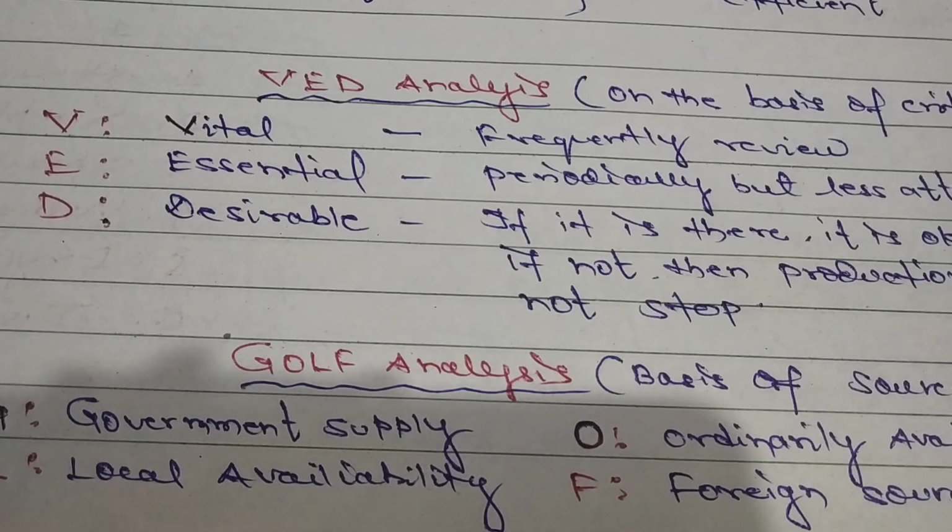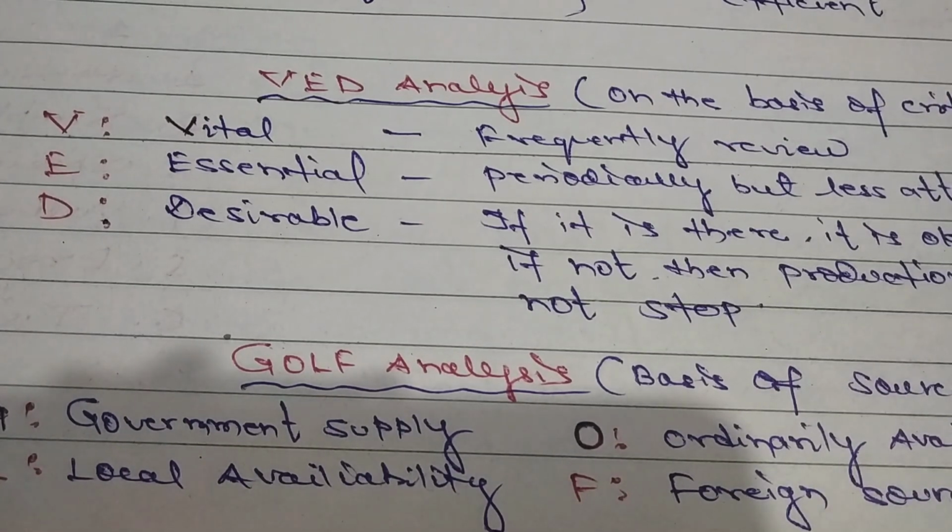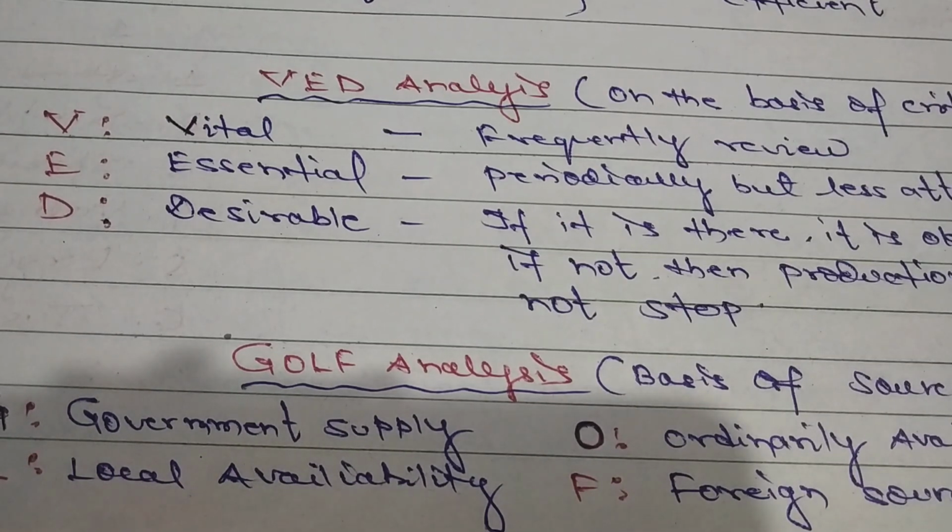O, ordinarily available. If the material is ordinarily available, you can purchase from anywhere, so not much attention is required. Local availability means it is available locally. In your local market, you can procure that material. So there is no special attention required for this type of material.